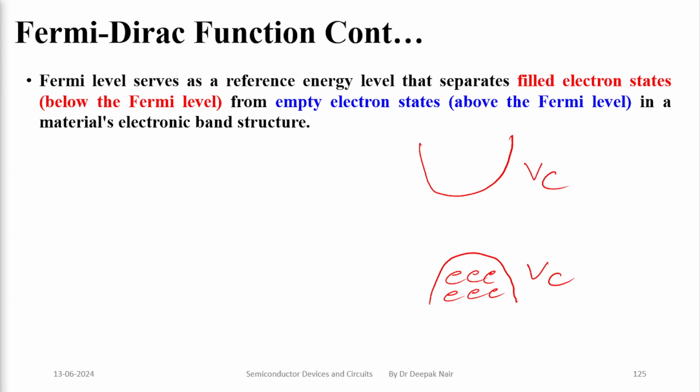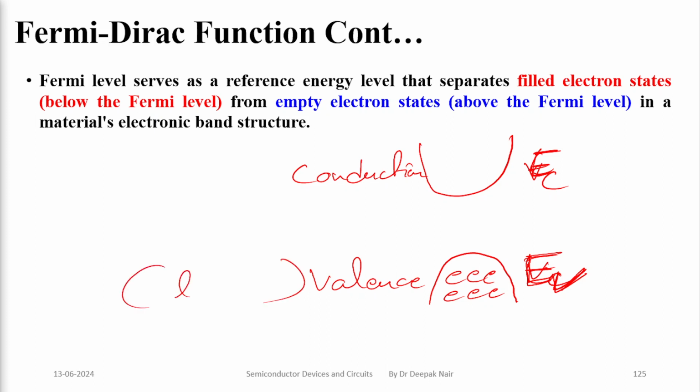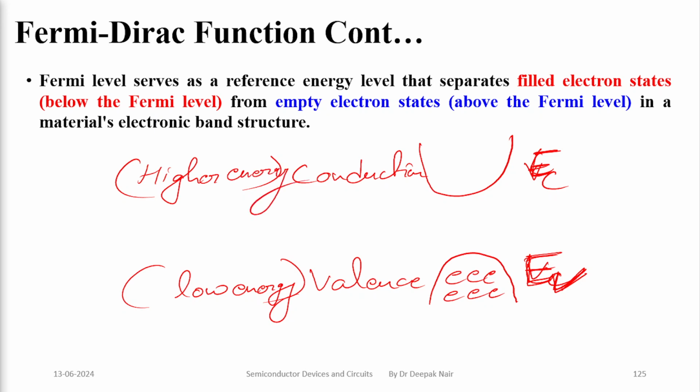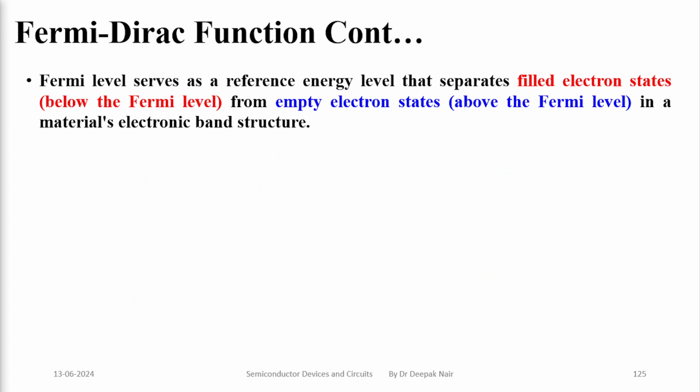So we can say, this is EV, the energy of the valence band, and here we have EC, the energy of the conduction band. Here we have the conduction band at the top, and here we have the valence band. Valence band means low energy, and the conduction band of course is at higher energy. So the Fermi level serves as a reference energy level that separates filled electron states from empty electron states.